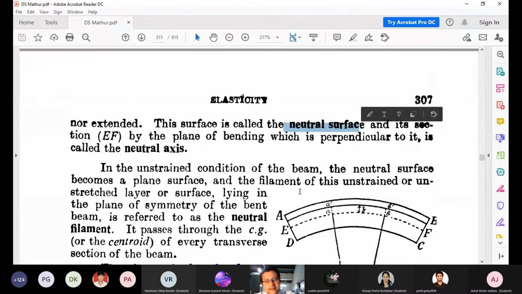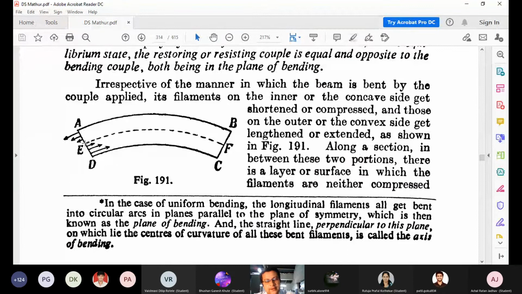Remember, by neutral surface I'm talking about that surface where there is a balance of contraction, compression, or length extension. That's the dashed portion you see in this particular beam ABCD, EF. In this geometry, EF is a neutral surface. That filament is balancing the compression and extension.